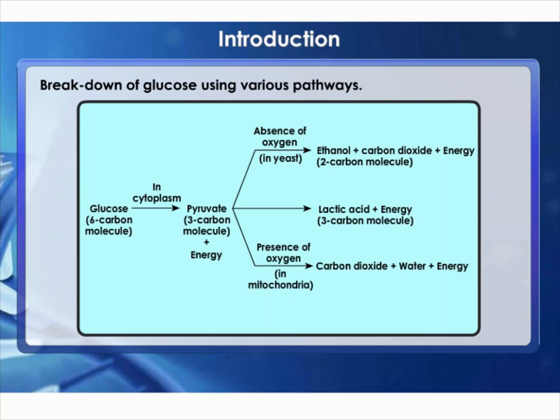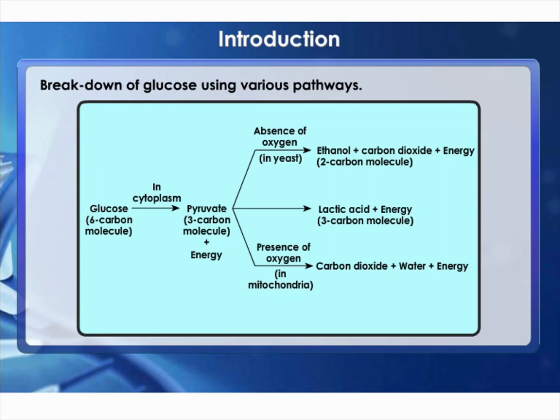Breakdown of pyruvate using oxygen takes place in the mitochondria. This process breaks up the 3-carbon pyruvate molecule to give 3 molecules of carbon dioxide. The other product is water. Since this process takes place in the presence of air, oxygen, it's called aerobic respiration. The release of energy in this aerobic process is a lot greater than in the anaerobic process.